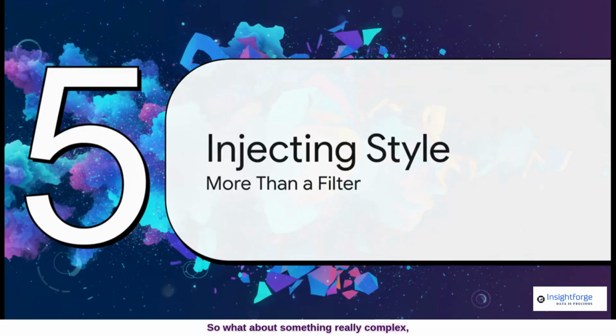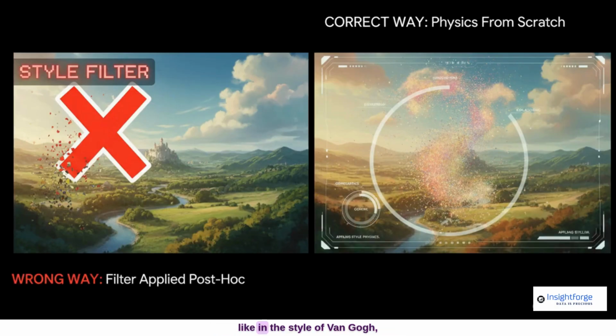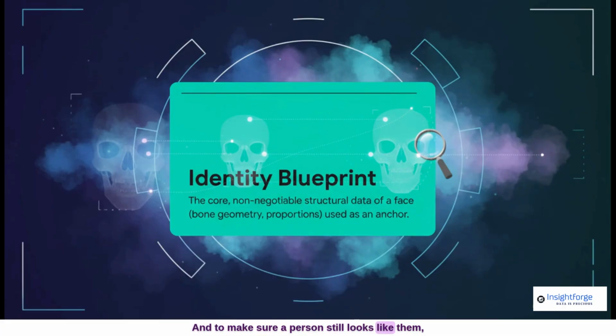So what about something really complex, like asking for a specific artistic style, or, say, putting your own face into an image? I mean, this is where the intelligence of these models is incredible. When you ask for a style, like in the style of Van Gogh, you're not just slapping a filter on top at the end. Not at all. You are fundamentally changing the physics of the image's world right from the very beginning. The AI builds the entire image using Van Gogh's rules for how light works, how color works, and how lines should look.